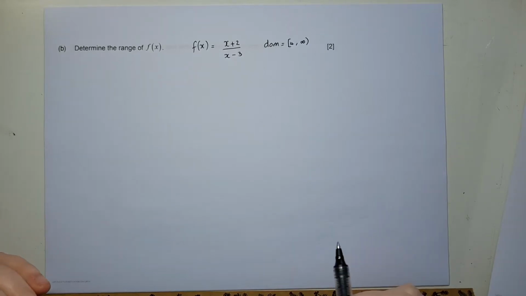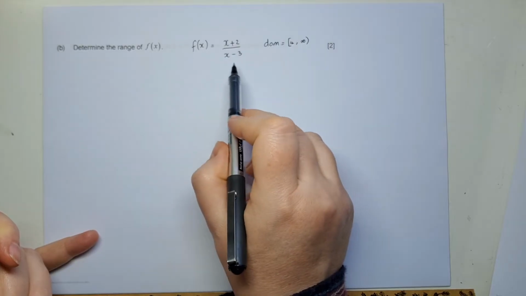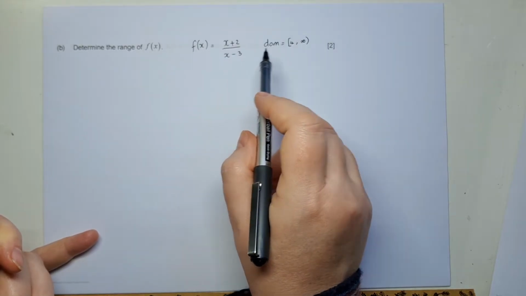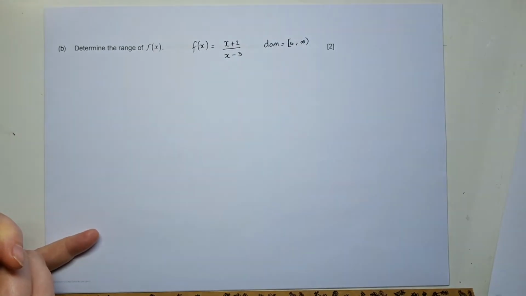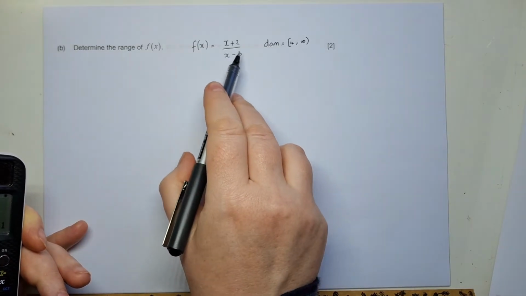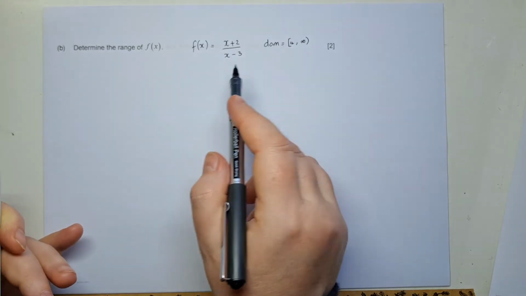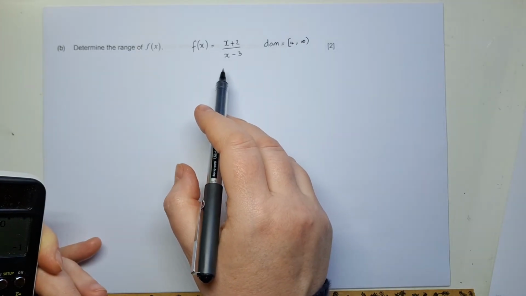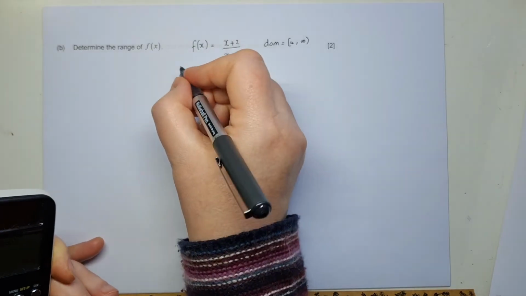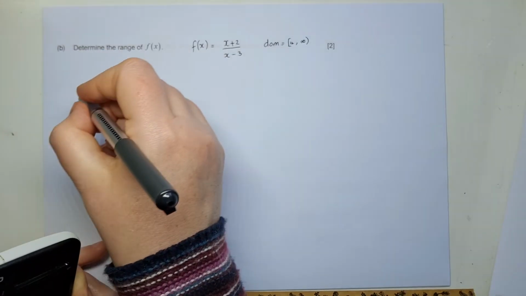Part B, determine the range of f of x. So I've copied the simplified version of f of x that we had in part A and the information about the domain. So we're inputting numbers from 4 to infinity. This isn't a graph that I would particularly know. I know it's a reciprocal graph, but there's not a way to tell what the graph is doing just by looking at it.